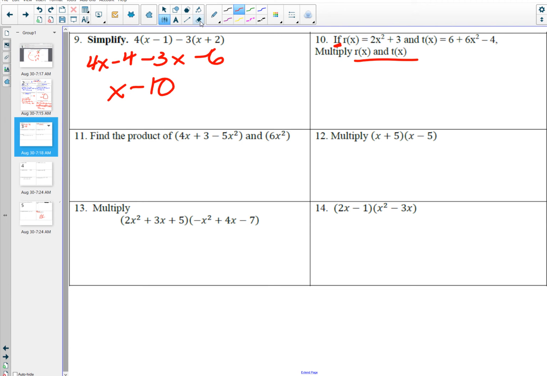Like it's pronounced R of x and T of x, or it can also be pronounced R at x and T at x. But just think of those as names. So they want us to multiply 2x squared plus 3 times... Before I write the other ones, do you see something I can do with that polynomial before I write it? I have a feeling that was a typo also, but that one was fine. We can just play it as is. Do you see something that can be done there?